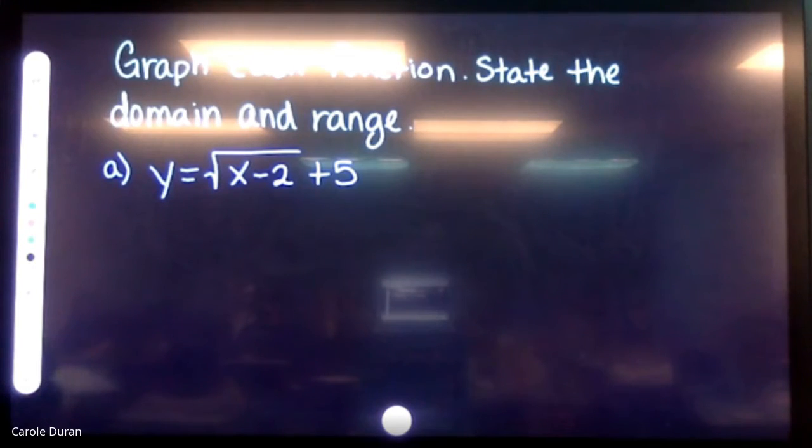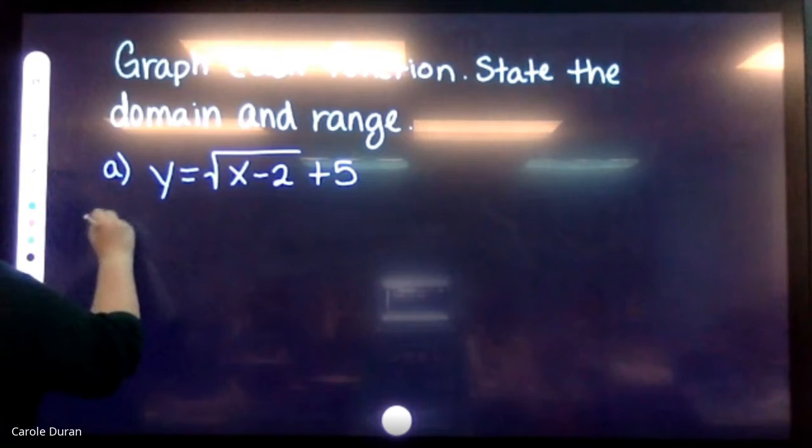Okay, so the function I have in front of me is y equals the square root of x minus 2, plus 5. I would like to graph this and identify my domain and range. Do I have to graph it to identify my domain and range? No, we've already done it without a graph. So let's go ahead and identify that first.